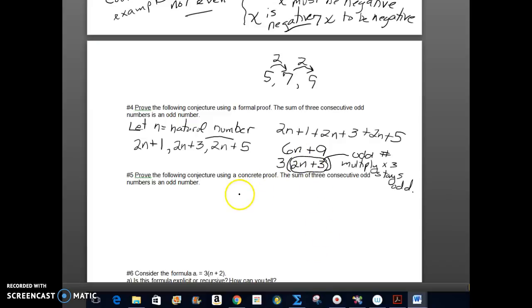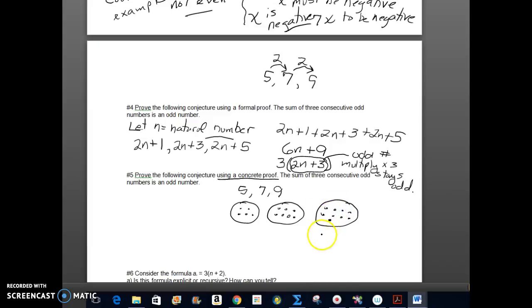All right, next one, conjecture using a concrete proof. Okay, so I haven't done this yet, so this ought to be interesting, doing it on the fly. All right, I need 3 consecutive odd numbers. So I'm going to use 5, 7, 9. Remember, you start with a numeric example and go from there. All right, so I'm going to do 2, 3, 4, 5. 1, 2, 3, 4, 5, 6, 7. 1, 2, 3, 4, 5, 6, 7, 8, 9.